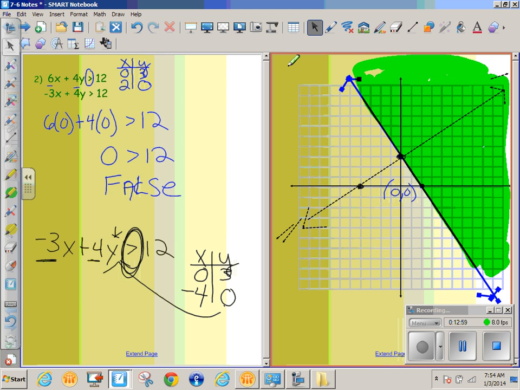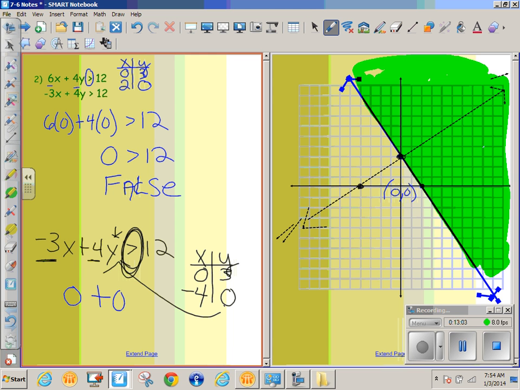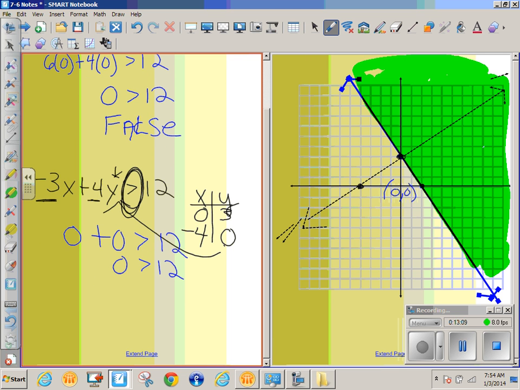So I can use (0, 0). That's a good one to use. 0 plus 0 is greater than 12. Is that a true statement? 0 is greater than 12. No, of course, that is a false statement. So I don't want to use the origin. I don't want to shade there. I want to shade above the line.